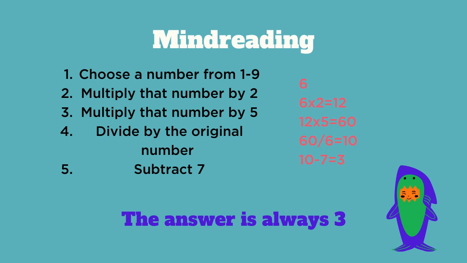So here is an example. I chose 6. Well, I multiplied that by 2, and then I get 12. You can also double it, so you can add 6 plus 6, so you would still get 12. In step 3, I'm going to multiply 12 by 5. Now I can count by 5s 12 times, and I would get 60. In step 4, you divide that number by your original number, so 60 divided by 6 equals 10. In my final step, I subtract 7, and the answer is always going to be 3.